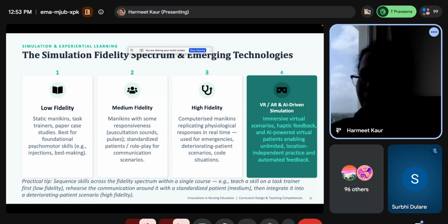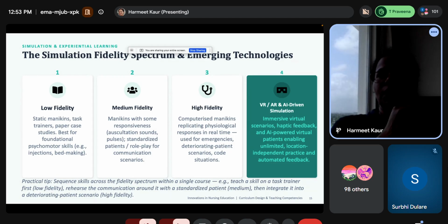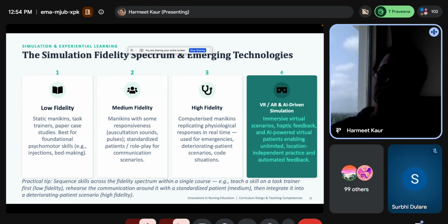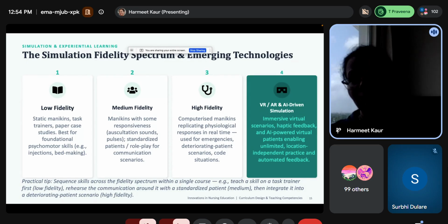Then high fidelity. Here you have the mannequins which have advanced features, where you can actually change things from the background. Their heart rate can change, their breath sounds can change, their cardiac sounds can change. Sometimes there are inbuilt clinical scenarios also. You can just click on the cardiac arrest scenario and it will imitate that cardiac scenario. The patient will have deteriorating patient scenarios, the code blue scenarios.